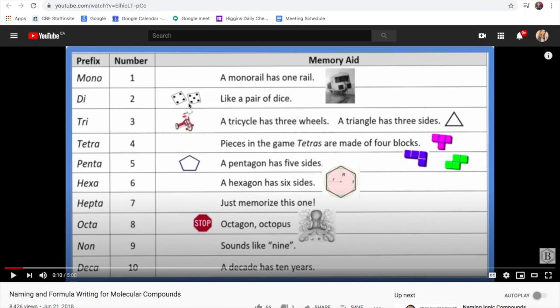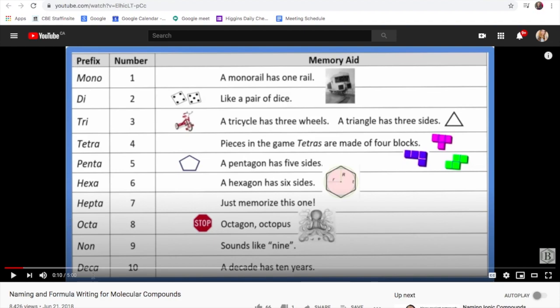3 is tri, like tricycle or triangle. 4 is tetra, so for example, the Tetris game, built up of always 4 blocks. Penta is 5, like the pentagon has 5 sides. Hexa is 6, like a hexagon. 7 is hepta, and it's true, I don't know if I have any way to remember hepta. If you guys have one, let me know. Octa, my favorite is the octopus one, 8 arms, or in this case, the octagon. Non kind of sounds like 9, and deca, like decade or decameter.